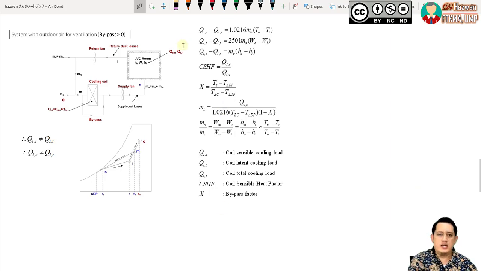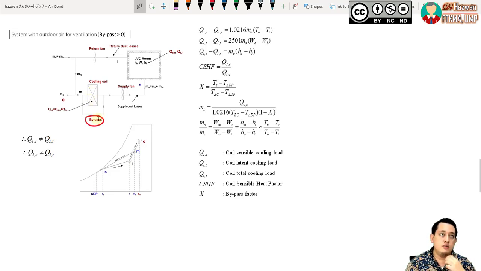So first of all, what does it mean by bypass is more than 0? If you can see the one that I circled here, bypass. What happened is that some part of the air, before entering this cooling coil here, will not be cooled down by this cooling coil. Some part of the air will flow through without being cooled down by this cooling coil. So that is what is meant by bypass.